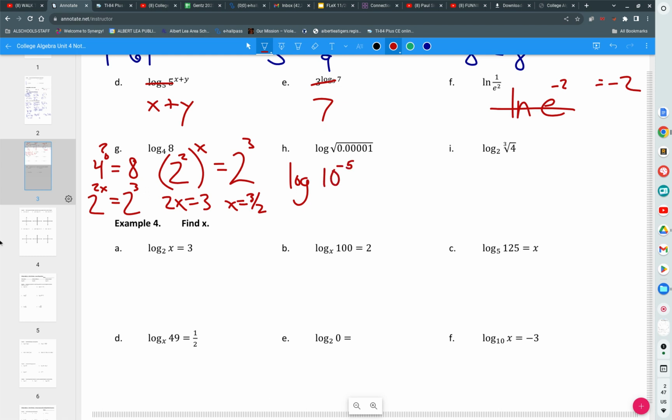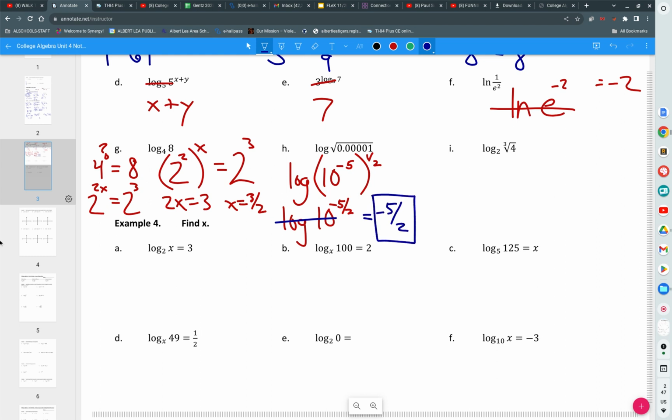Negative 5. And we have the square root of that. Square root is what power? When you take square root, what power is a square root? 1/2. I can rewrite this expression to be 10 to the negative 5th to the 1/2 power. So we get the log of 10 to the negative 5 halves. What happens with log and 10? They reduce because the base of a logarithm is 10, and we get negative 5 halves.